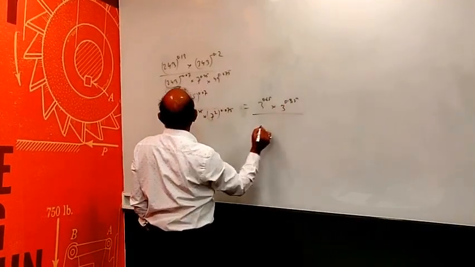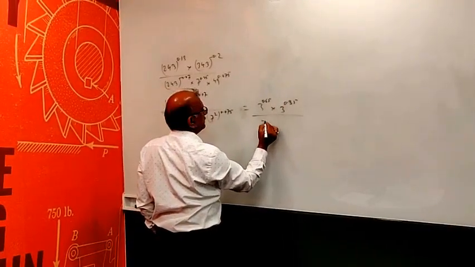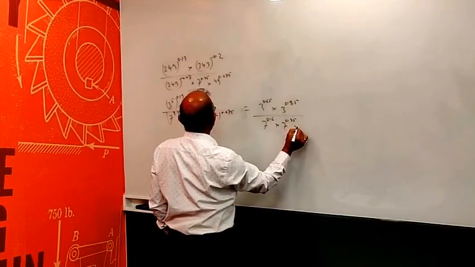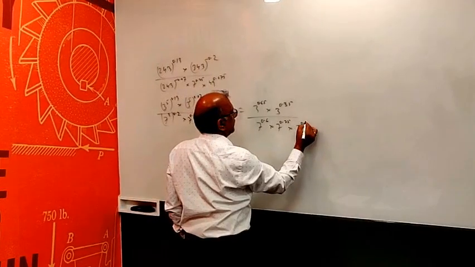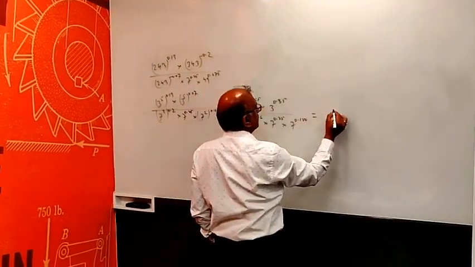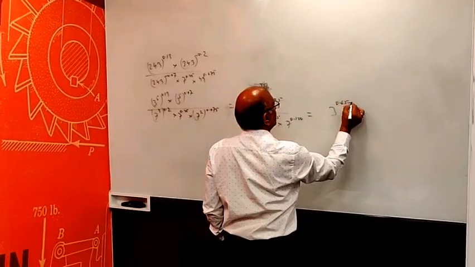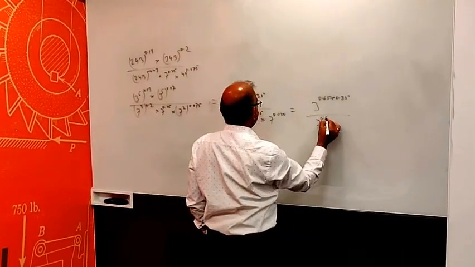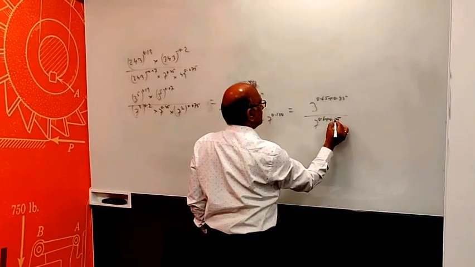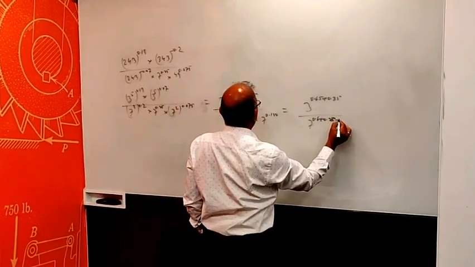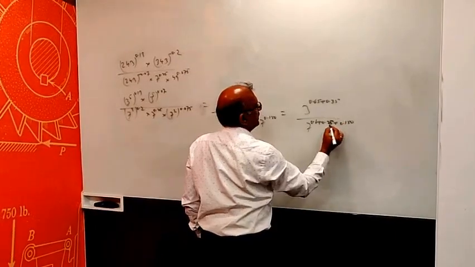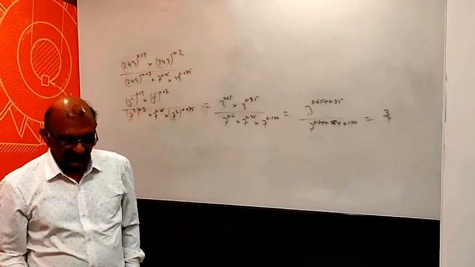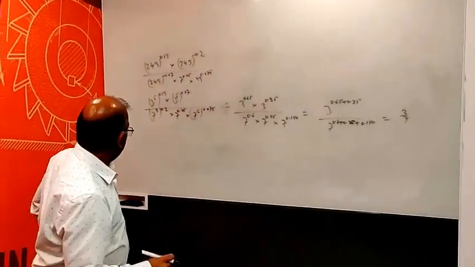All right, divided by 7 raised to the power 0.6 into 7 raised to the power 0.25 into 7 raised to the power 0.150, which is equal to 3 raised to the power 0.65 plus 0.35 divided by 7 raised to the power 0.6 plus 0.25 plus 0.150, and this whole thing is equal to 3 by 7. All right, let's take one more example.